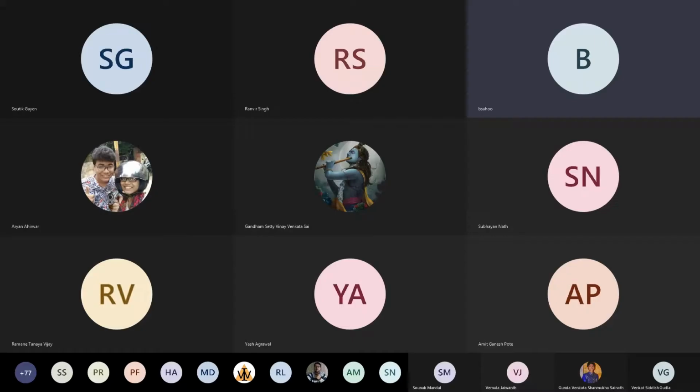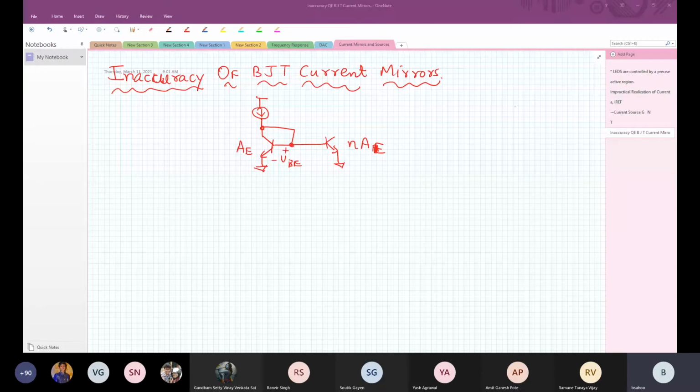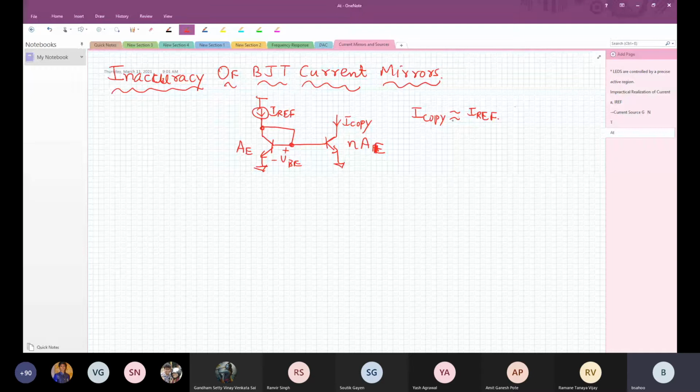Inaccuracy of BJT current mirrors. So this is N AE, and therefore I will get I copy, and the goal is to make sure IREF is equal to I copy, but in reality I copy will roughly be equal to IREF unless you take some special precautions to make sure that they are exactly equal. So this is approximately equal. Now let us find out the reason why this is approximately equal.